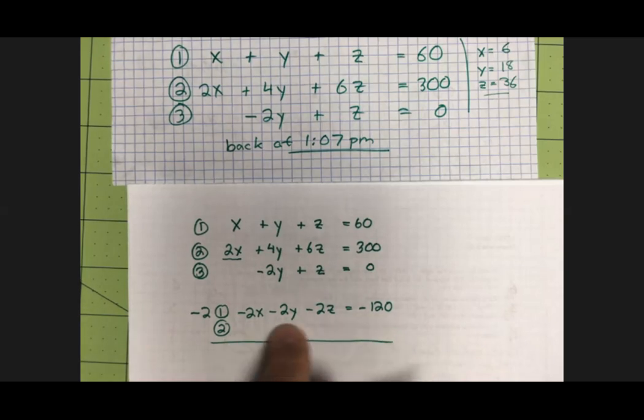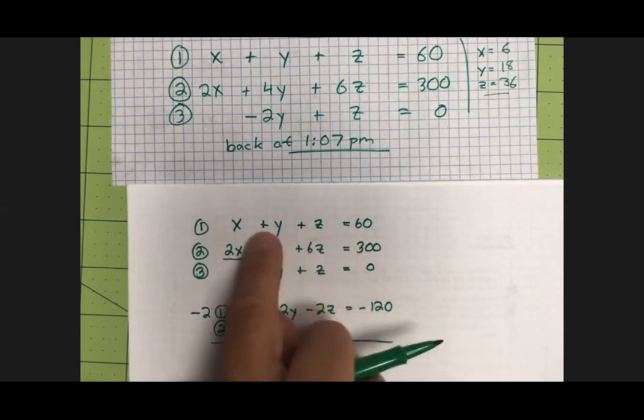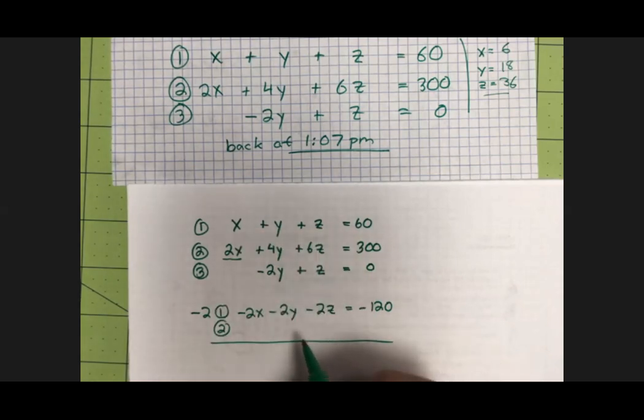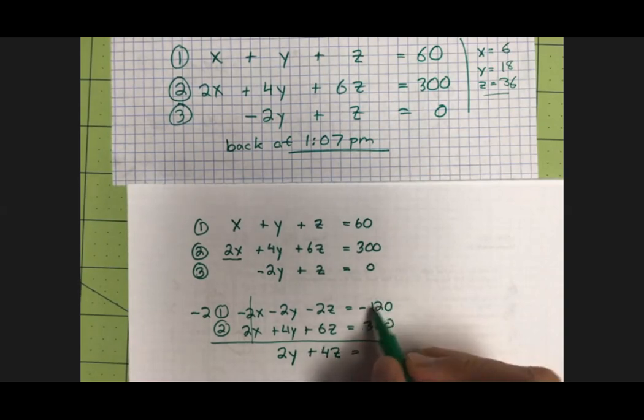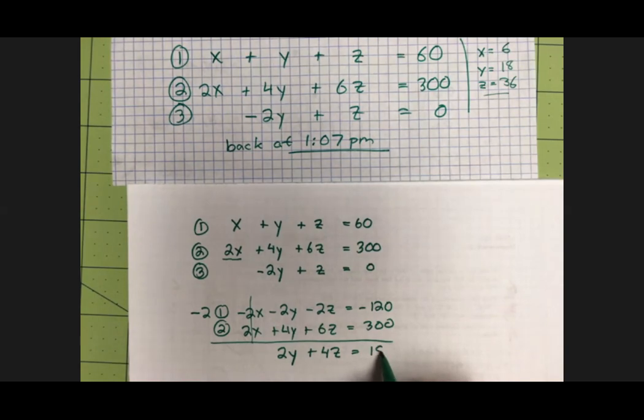And I very carefully multiply everybody by minus 2, which wasn't too hard in this equation. But if you've got negative signs, you've got to respect them. Then I've got this 2x plus 4y plus 6z equals 300. And that's what I wanted when I add them, that there are no x's. Add these, I get two y's total. Add these, I get four z's total. And adding negative 120 and positive 300 gives 180.